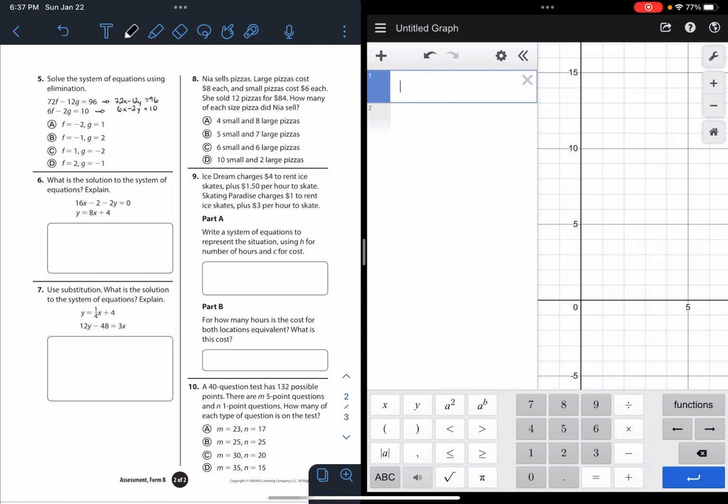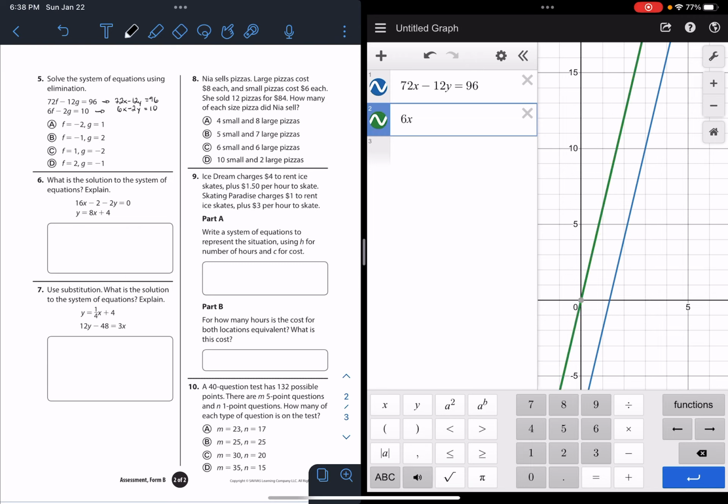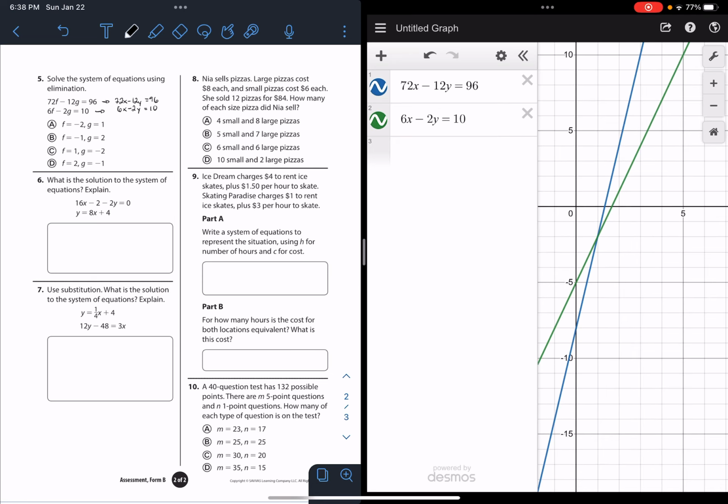And we can say 72x minus 12y equals 96. And then we can do 6x minus 2y equals 10. And if you look at this, you notice that they cross each other. The two graphs will cross each other. Now you just got to figure out what that intersection is, and all you got to do on your computer is click on it, and it says 1 comma negative 2.